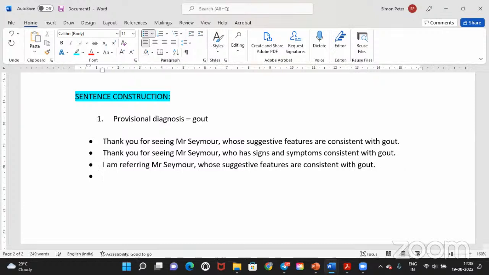Next one, the same thing. Okay. From here, I am referring Mr. Seymour. Okay. Then second part, you can take this one again. I'm referring Mr. Seymour, who has signs and symptoms consistent with gout. Finished. But this is one sentence. Two sentences when you are writing. So next, this is one point. Now let us go for the second point.